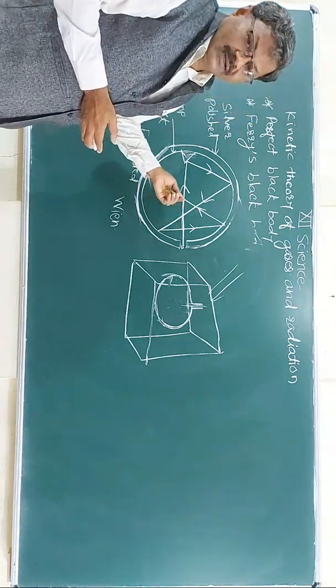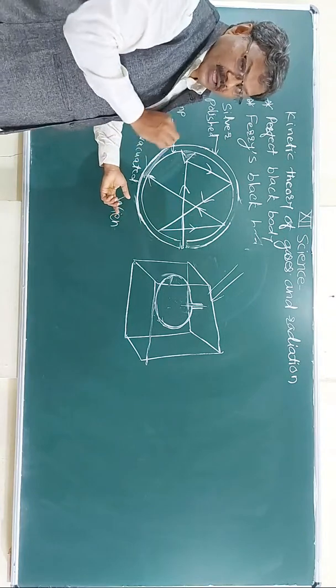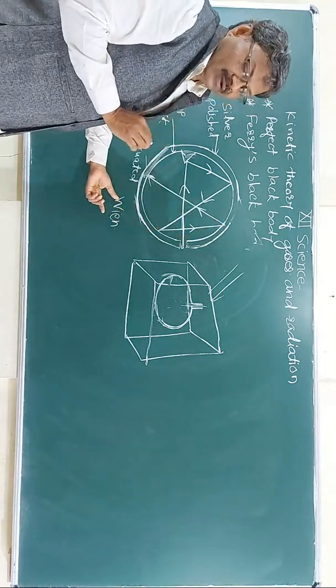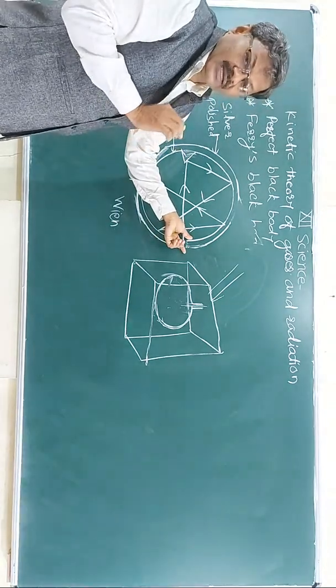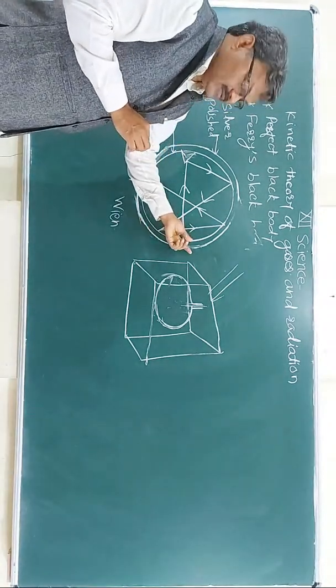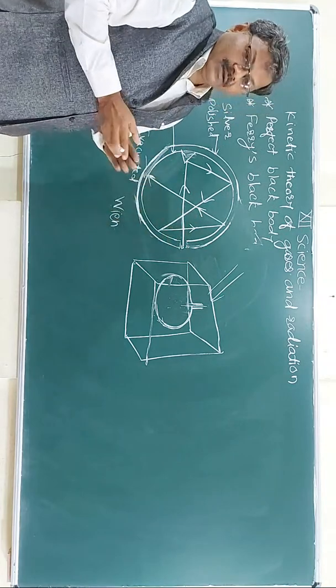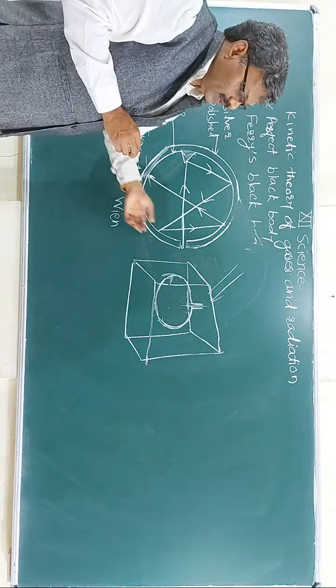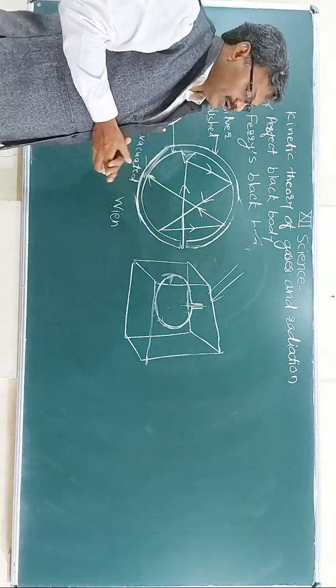It is a cylindrical body having a large aperture. In this case, the area of the black body, meaning the effective area, is increased. Means in this case we get a large effective area of the perfect black body. Now this is a cavity radiator.